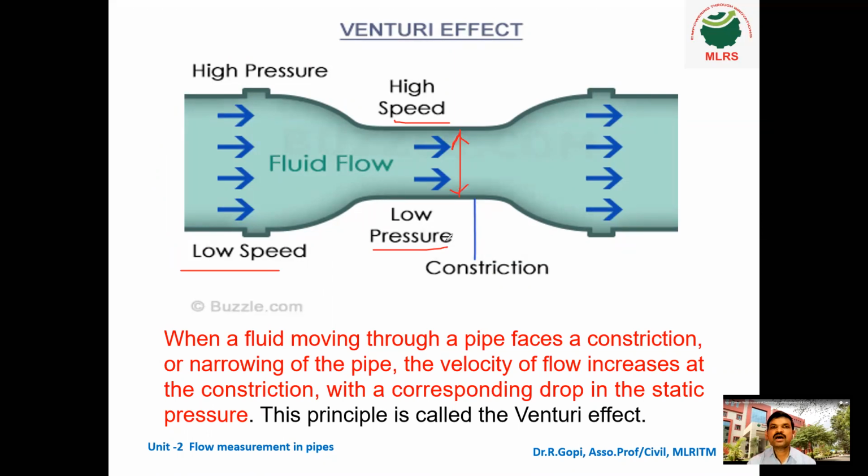Sometimes they will ask 2 mark or 3 mark questions: what is the Venturi effect? When a fluid moving through a pipe faces a constriction or narrowing of the pipe, narrowing meaning the diameter or cross-section area decreases, the velocity of flow increases at that section, with a corresponding drop in the static pressure. Drop means it gets lower. This principle is called the Venturi effect.